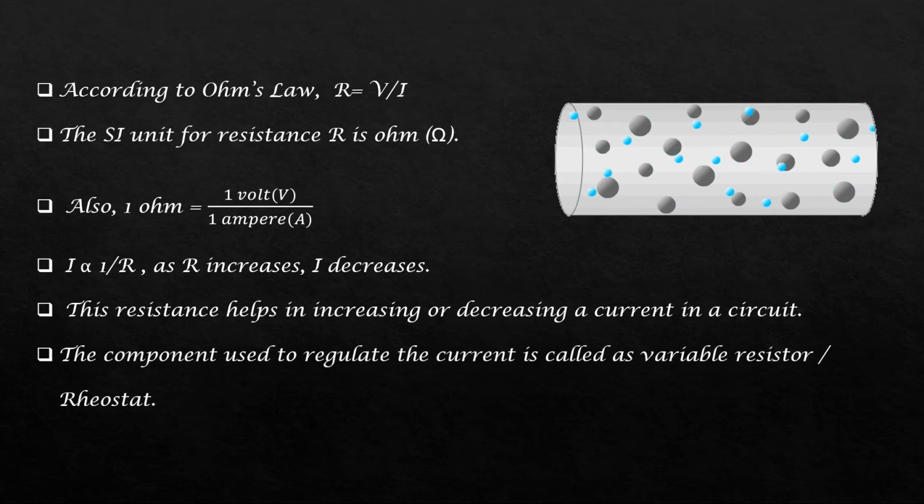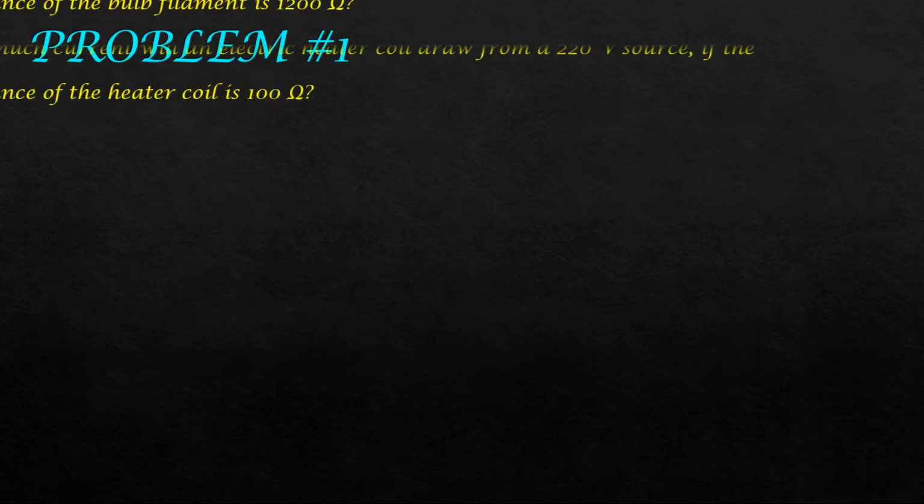The component that is used to regulate the current is called a variable resistor or a rheostat. In my first video, I told you the instrument used to measure current is the ammeter, and in my second video, I told you that the instrument used to measure the potential difference is the voltmeter. And now the component, that is the resistor, which helps us regulate the current, is the rheostat. Okay, let us go to a problem.